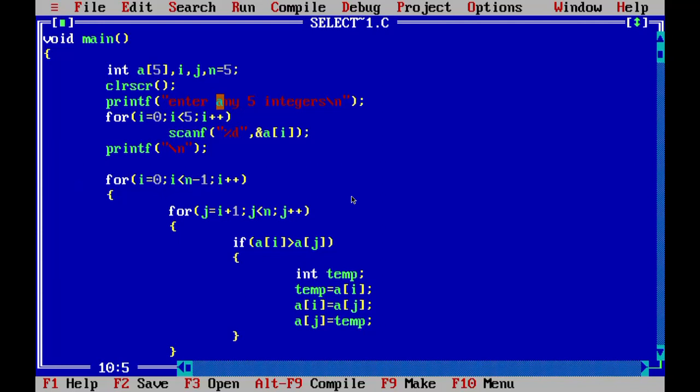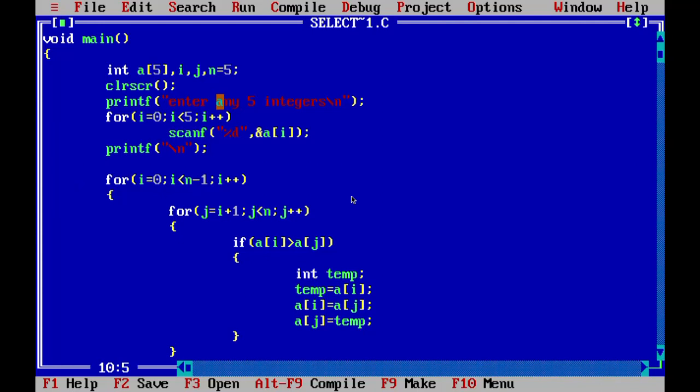So what I am doing, sir, I am running a nested loop. For i equal to 0, i less than n minus 1, i plus plus, I am starting my loop from 0 to n minus 1, and in the inner loop I am starting from i plus 1 up to n minus 1 again. Please observe, if a of i greater than a of j, what is the value of i? 0. Initially when the loop begins, the i value is 0. And what is the j value?